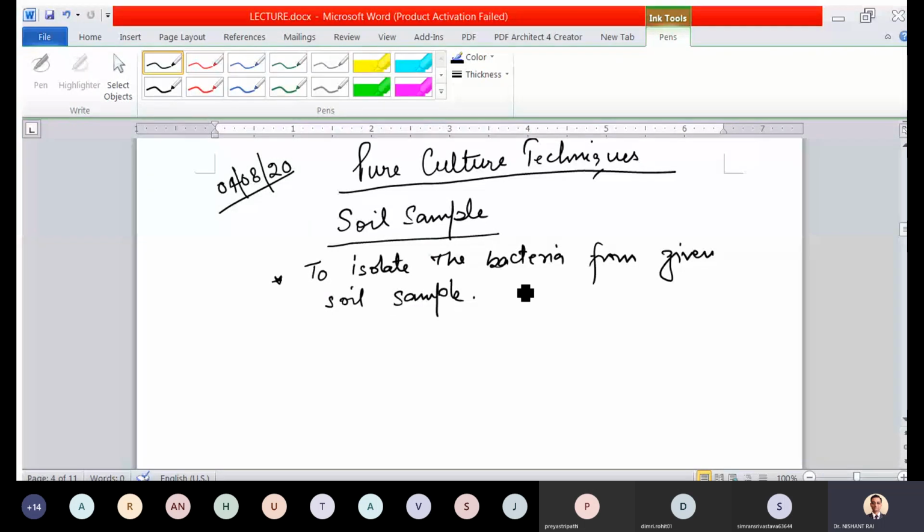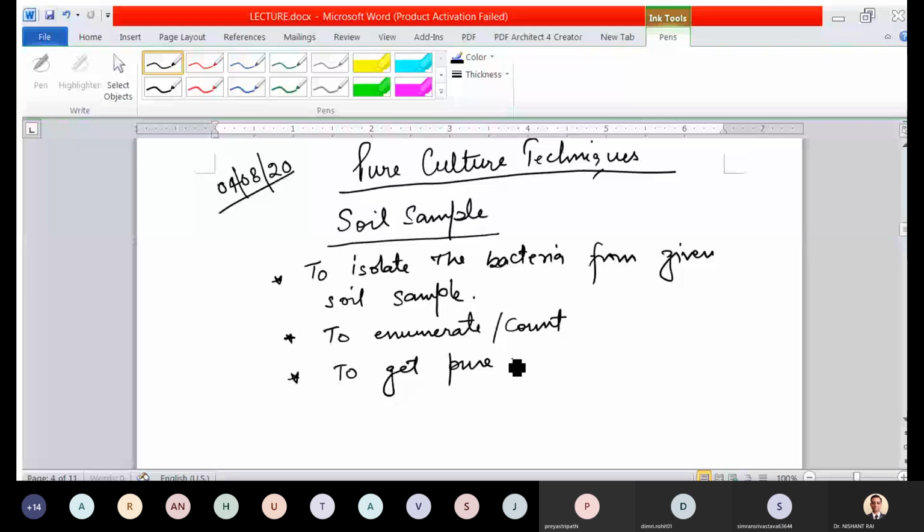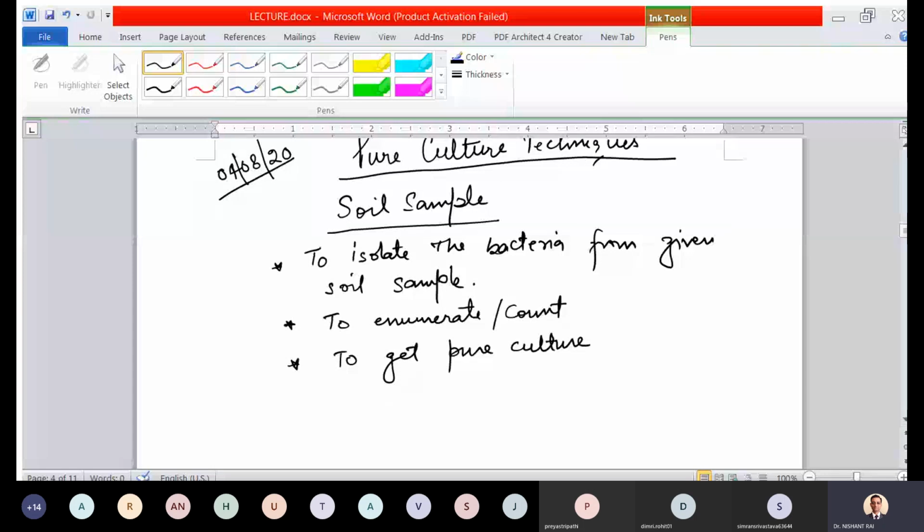Okay. So, to isolate the bacteria from the given soil sample, number one; then to enumerate, that is, to count the bacteria, right; and then to isolate to get a pure culture. We are taking three objectives. The soil sample is given to you, and we are saying that the soil sample contains different types of bacterial population, hence it's a mixed population. How will we get the pure culture? So first we'll isolate the bacteria from the given soil sample, we'll enumerate or count the bacteria, and we'll see how to get the pure culture.